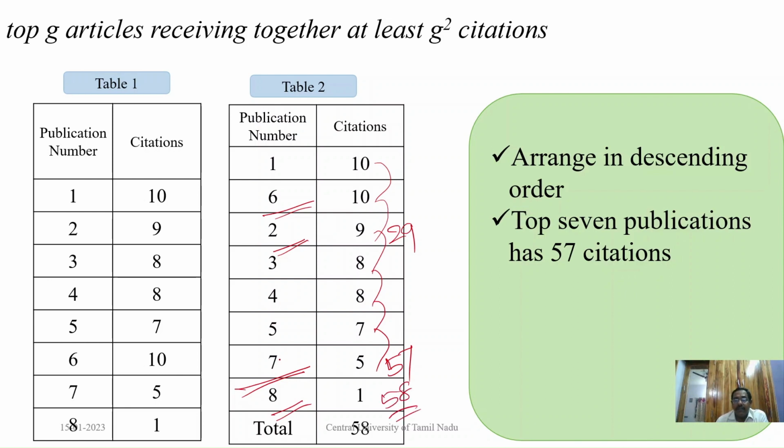So let us see 7. The top 7 articles have 57 citations. 7 square means 49, so 57 is at least equal to or more than 49. If you then add the next, the top 8 publications, G square should be 64. It is not coming. It is less than 64. Therefore, we have to stop with this 7. So as per the definition, the top 7 articles receive together at least 7 square citations, which is at least 49. We have 57 citations. Hence, the G index for this author is 7.